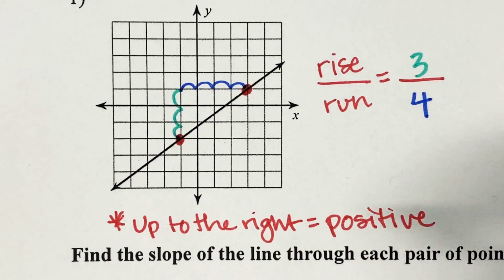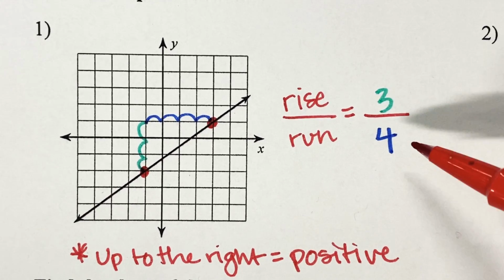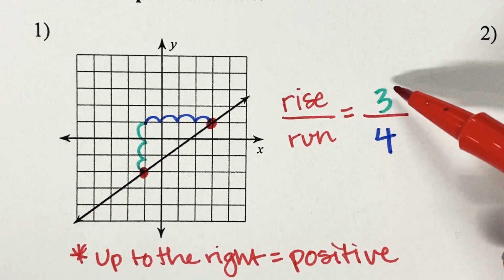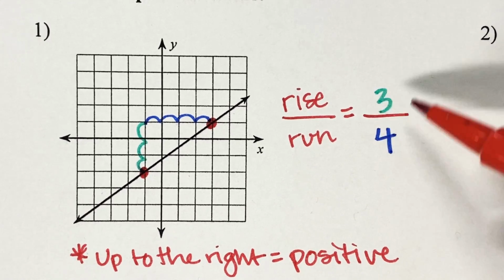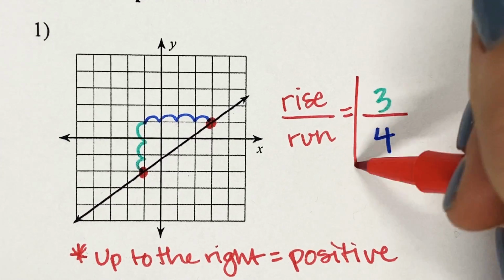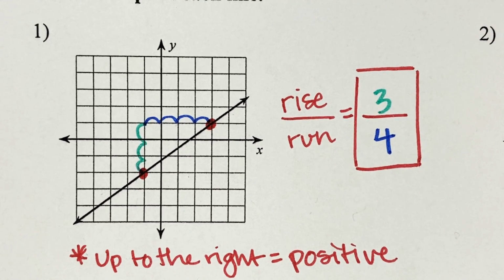Okay, so we already know it's going to be positive, so we don't need to add a negative sign to it. The second thing we need to decide is, can we reduce? Is there a number that we can divide 3 and 4 by to make it smaller? Nope, there is not. So we know our final answer, or our final slope, is just 3 over 4.